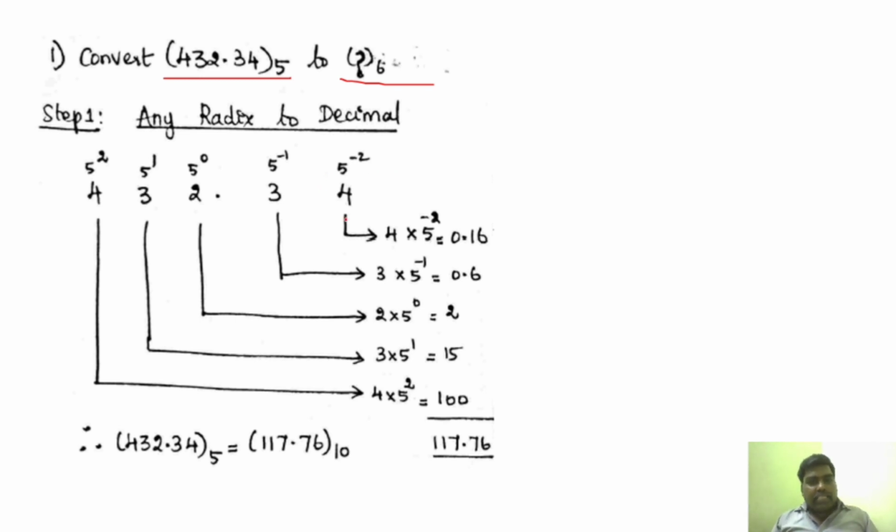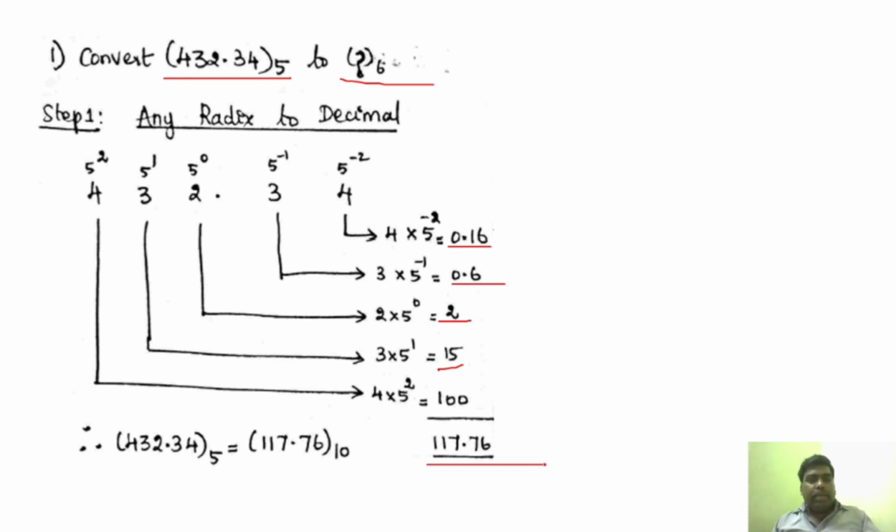We have already seen this, so we'll substitute values: 4 into 5 to the power of -2, and 3 into 5 to the power of -1, and 2 into 5 to the power of 0, and 3 into 5 to the power of 1, and 4 into 5 to the power of 2. We already know how to calculate these values, right? If you're not aware of this, please go through the previous videos. We substitute these values, and if you add them up it comes to 117.76. So here we have converted any radix to decimal, right?